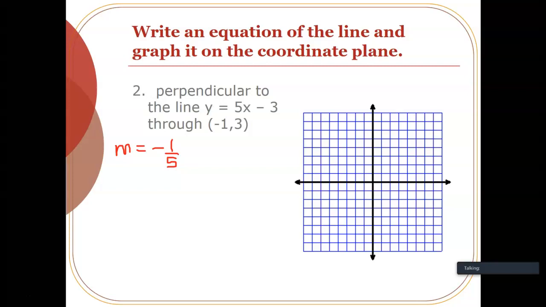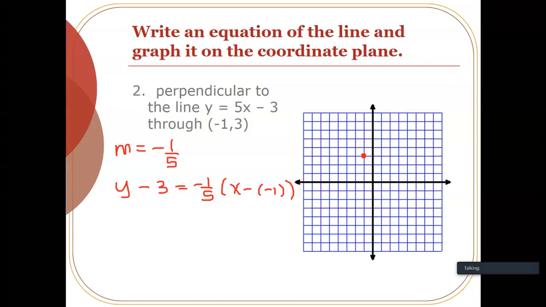And it is perpendicular passing through the point -1, 3. So I know on my graph I have -1, +3. So it's y minus y1 equals m times x minus x1. And again, you can connect those points.